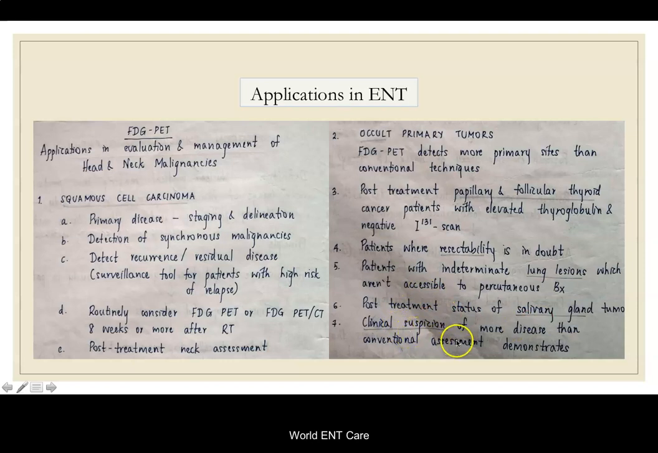Clinical suspicion of more disease than conventional assessment demonstrates. So if you suspect more disease extent than what your examination is supporting, then you can do a PET scan to confirm that. So the uses of FDG PET are in squamous cell carcinoma to detect occult primary tumors, in papillary and follicular thyroid cancer patients after their treatment, in patients where resectability is doubtful, patients with indeterminate lung lesions not accessible to biopsy percutaneously, post-treatment status of salivary gland cancers, clinical suspicion of more disease than what conventional assessment demonstrates.